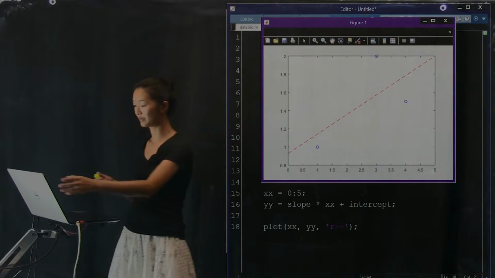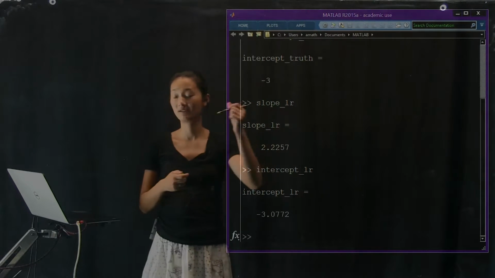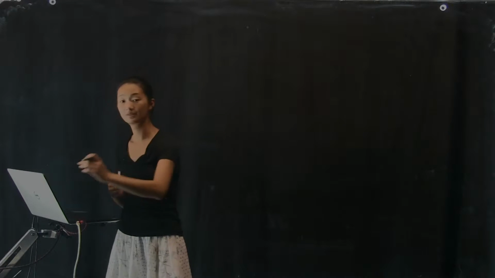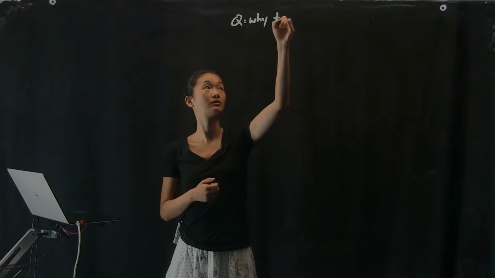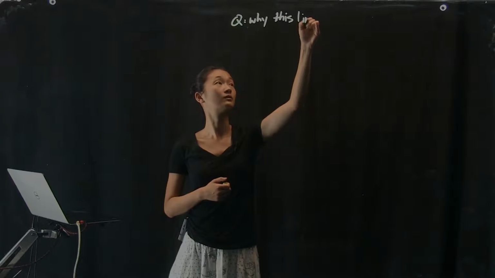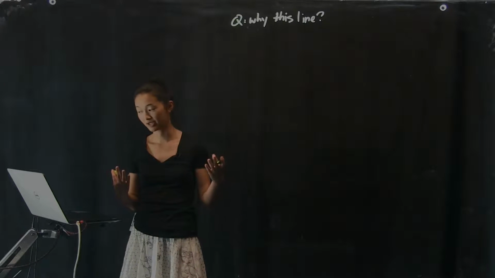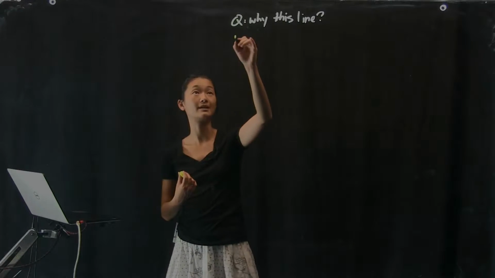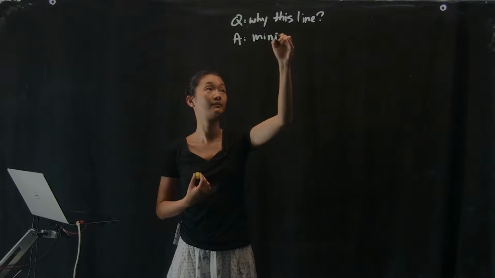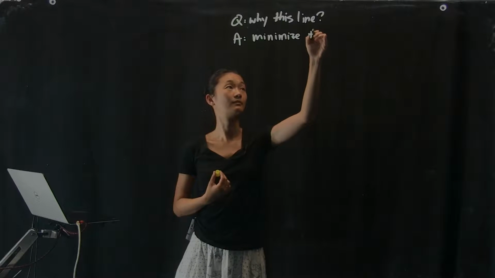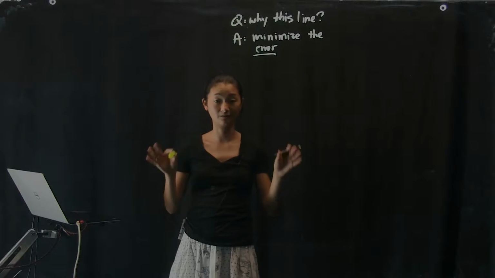Okay, so the question here is, why do we have this particular line? And the answer to that question is that it minimizes. This is a particular line that minimizes the error, defined in the following way.